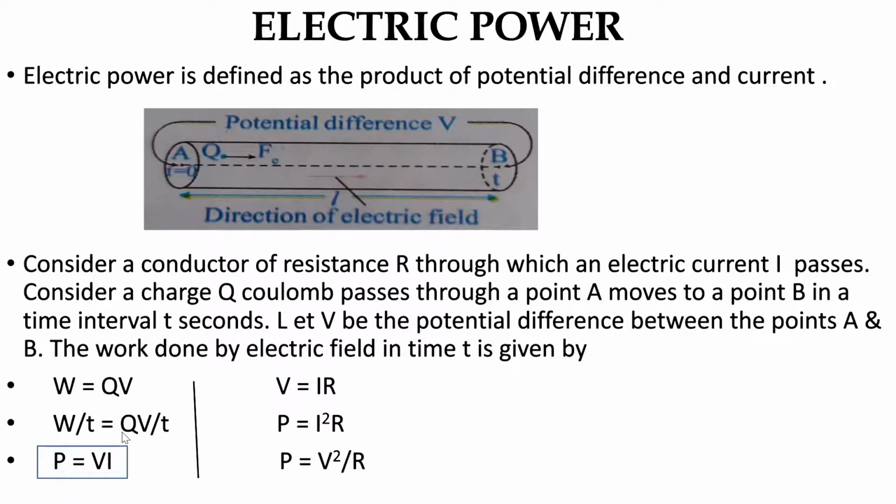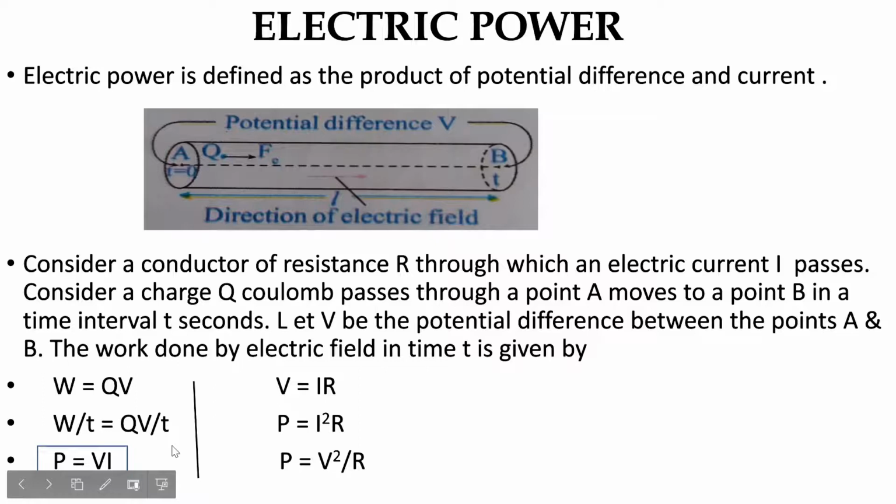What is Q? In terms of current, we can write it as I into T. So when we substitute, I is equal to Q by T, so Q is equal to I into T. So this T and this T get cancelled and we are left with I into V or V into I. So P is equal to the product of potential difference and current. This is one way of expressing power.